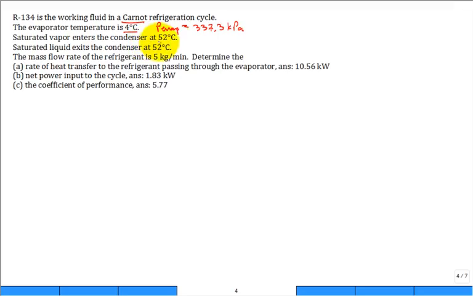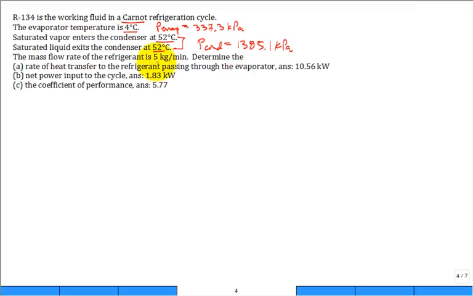All right. The saturated vapor enters the condenser at 52 degrees C, and saturated liquid exits the condenser at 52 degrees C. That's T H, 52 degrees C. What is the pressure in the condenser? Is it greater than the pressure in the evaporator? Yeah, it will be. And we look it up based on the data, and it's 1385.1 kilopascal. 13 or 14 bar, around there.